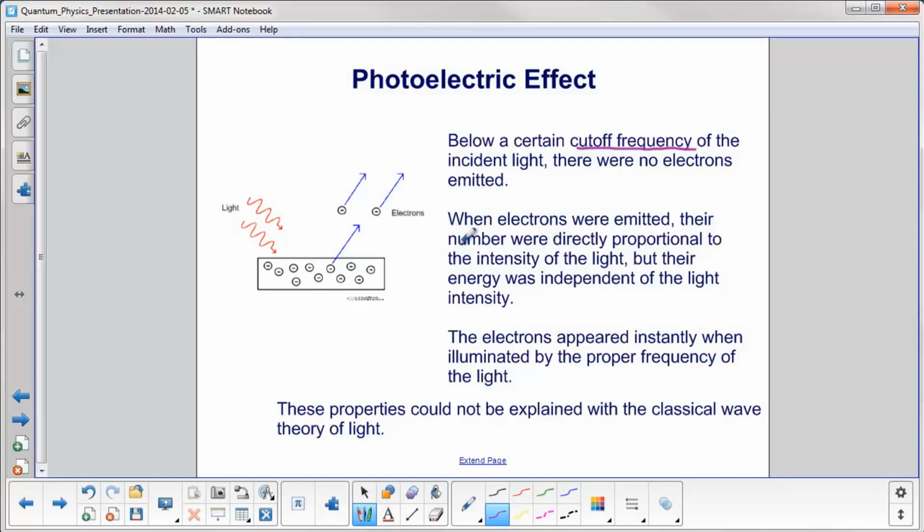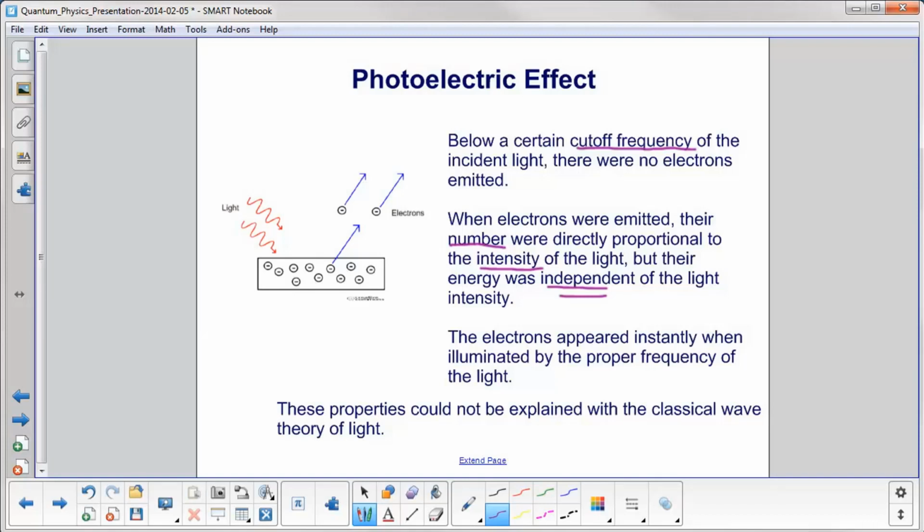Secondly, when they were emitted, the number of electrons was directly proportional to the intensity of the light, but the energy of these electrons was independent of the light intensity. So you could turn up the light and you would still not get any greater energy of these electrons. You'd get more of them, but they wouldn't have a greater energy.